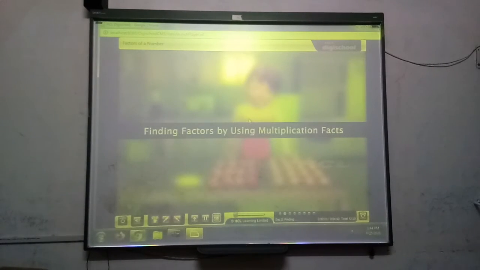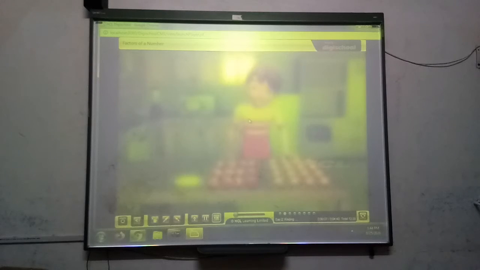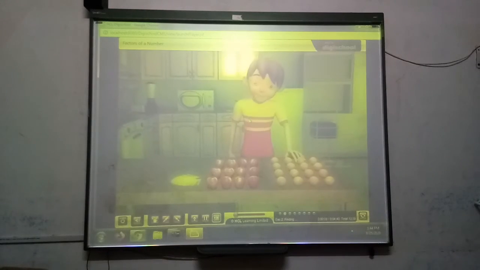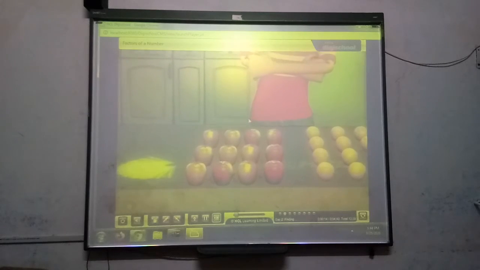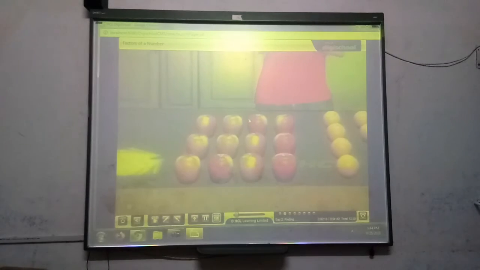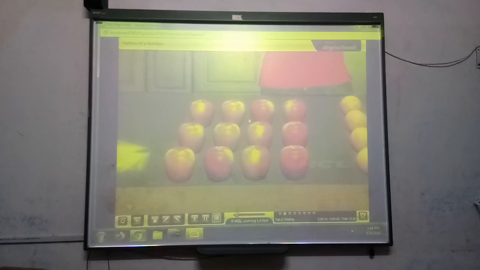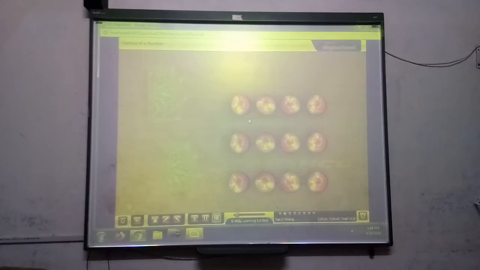Finding factors by using multiplication facts. There are 12 apples in all. Let's start packing the apples. To make packs of equal number of apples so that none is left behind, we have to make sure that the product of the number of apples in one pack and the number of packs must always be equal to 12. Come, let's find such number combinations.